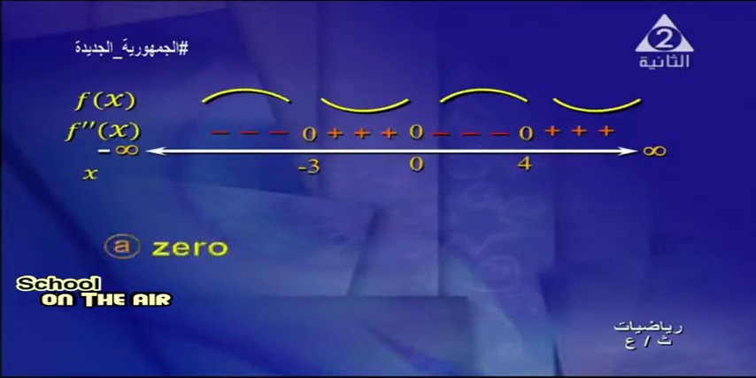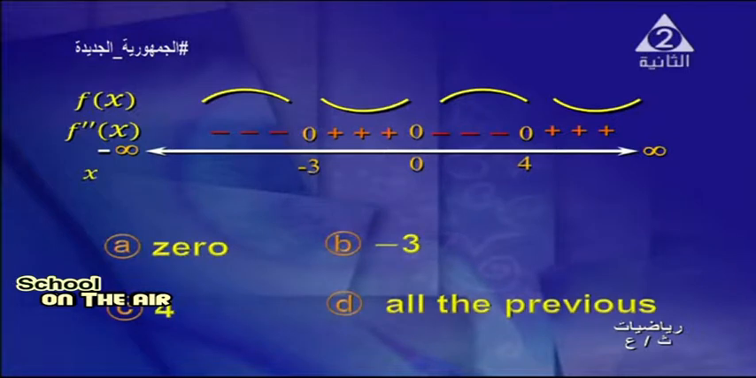So we can choose the correct answer, which is 0 or -3 or 4. The correct answer is all the previous, because the curve has an inflection point at x equals -3, an inflection point at x equals 0, and an inflection point at x equals 4.